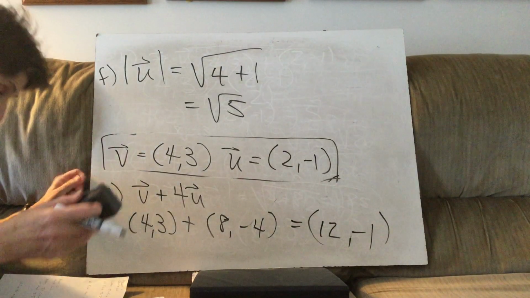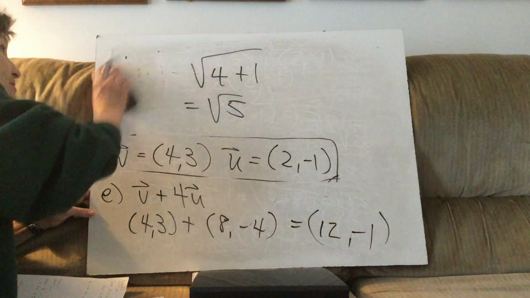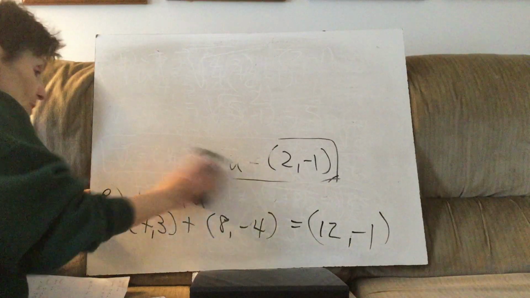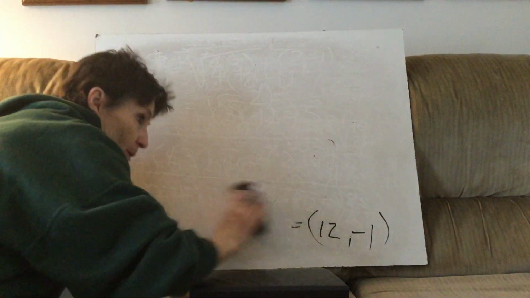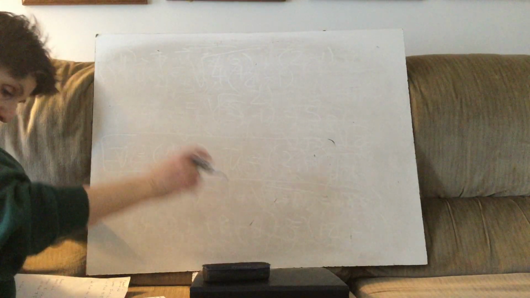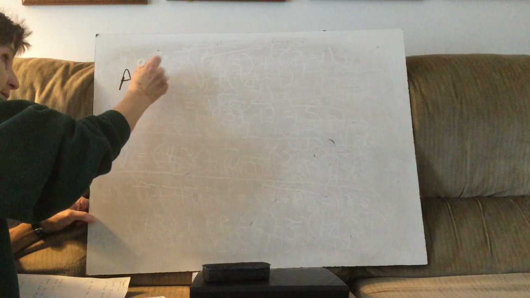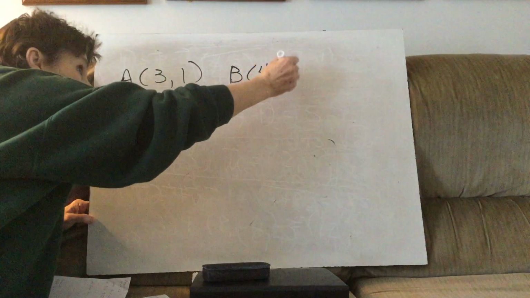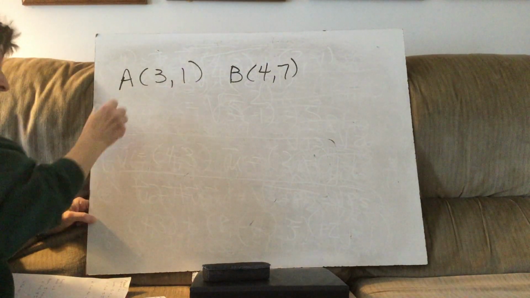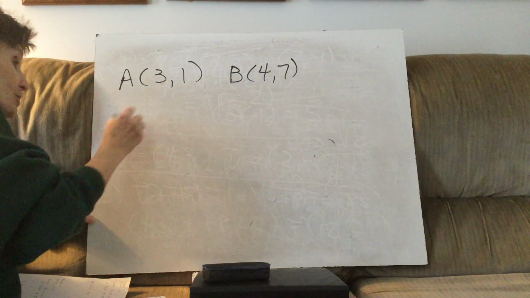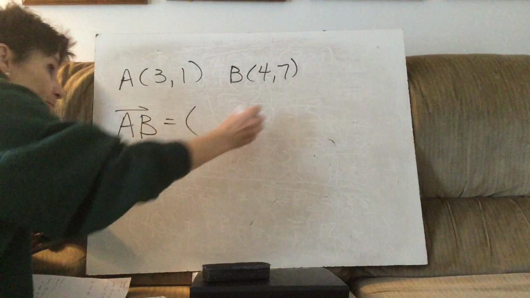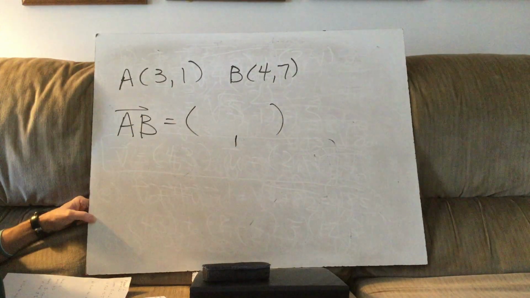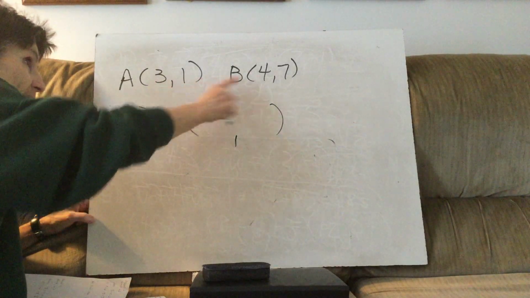Okay, so now we're ready. That was all question 2. So now we're ready for question 3, which is a really easy one. It says we got a couple of points, and we are going to find the components and magnitude of AB. So there's the components right there, vector AB from A to B.